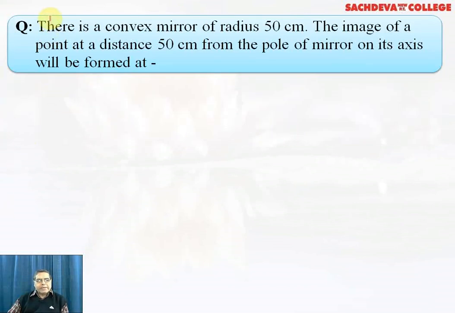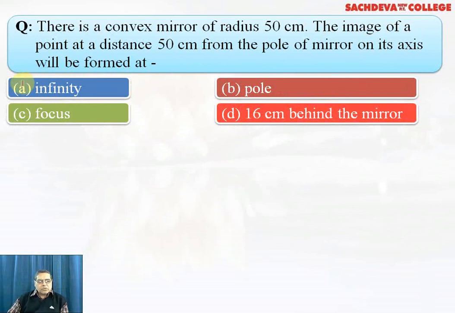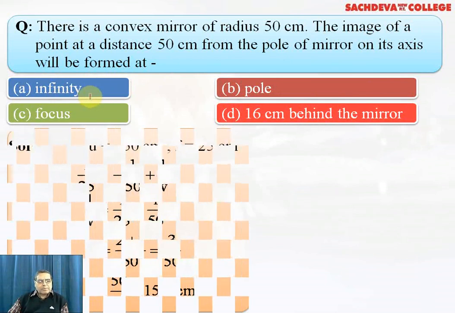Now we come to the application. There is a convex mirror. The radius of this mirror is 50 centimeters. We are referring to the radius of curvature. The image of the point at a distance 50 centimeters from the pole of the mirror on its axis will be formed at. So, four options are given. We have to check which is the correct option.